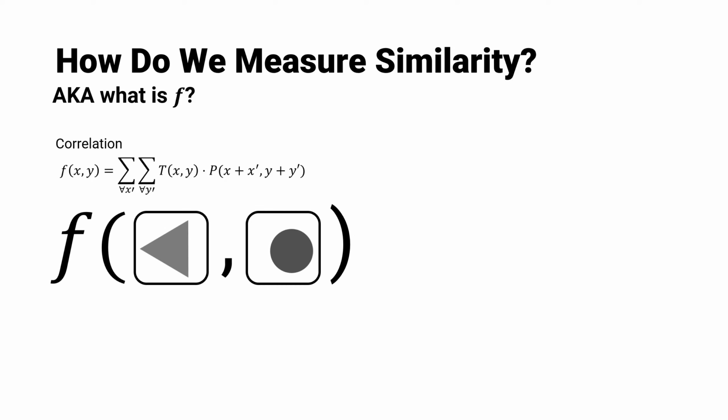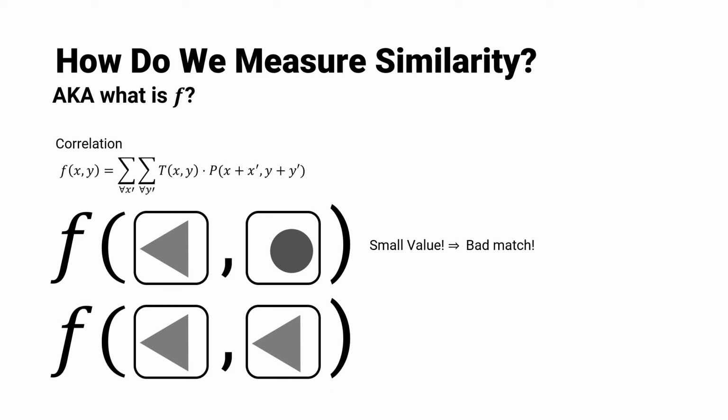This is what it looks like. In this particular case, the triangle and the circle is going to be a small value, so that's a bad match. But the triangle and the triangle is going to be a large value, which is an amazing match. That's the idea here.